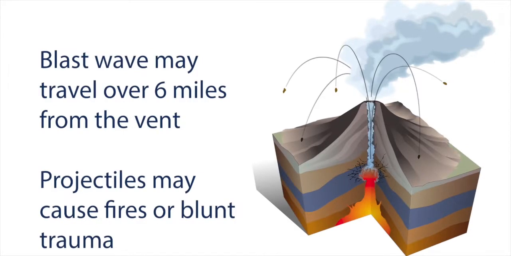As I mentioned, with volcanic blasts and projectiles, a blast wave can travel over 6 miles from the vent itself, and can cause multiple fires, blunt trauma, and so on. So that's a good thing to keep in mind when we're talking about trying to evacuate people to the appropriate distance away from these particular events.